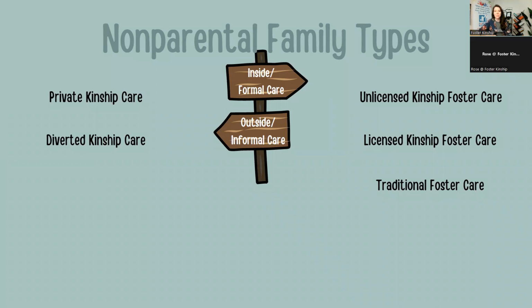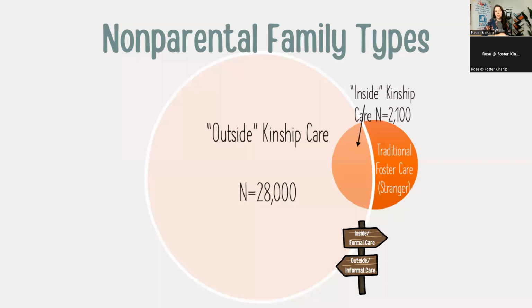I think it's an equity issue, but again, we could spend a whole other day on that issue. So if you look at this, we're like, okay, there's two types of families on the outside and three types of kinship or non-parental care families on the inside. So it looks about even. There's more families on the inside of the system than on the outside, right? Wrong.